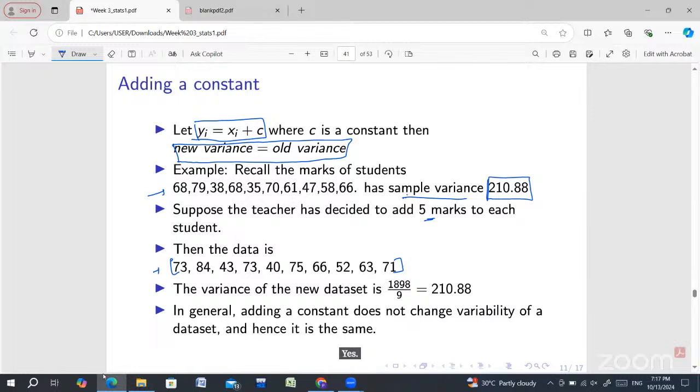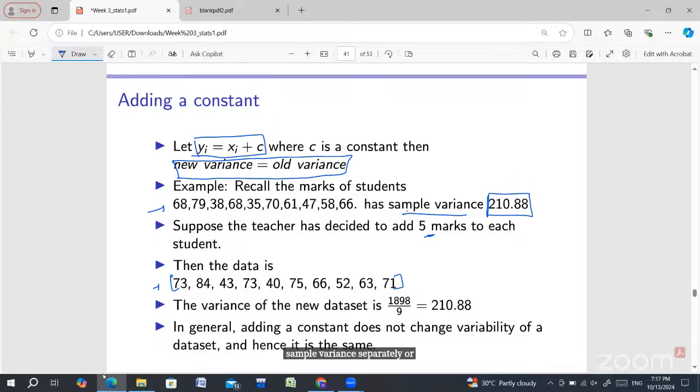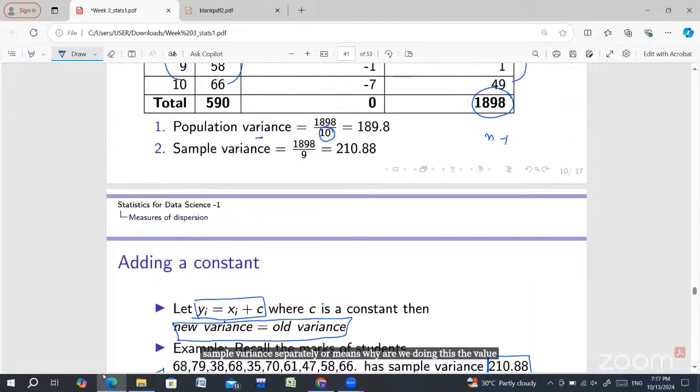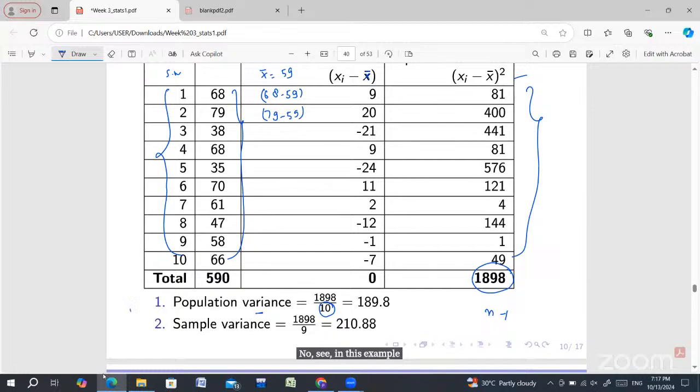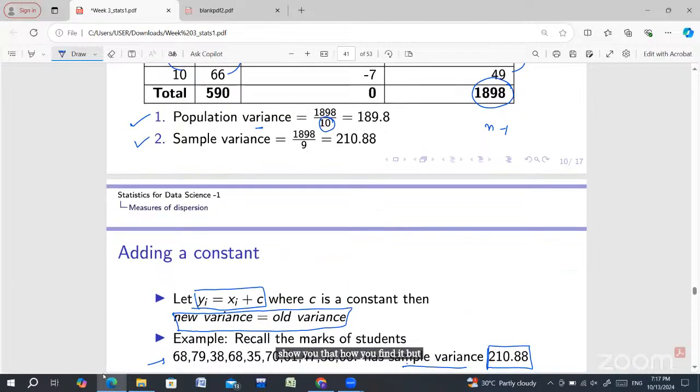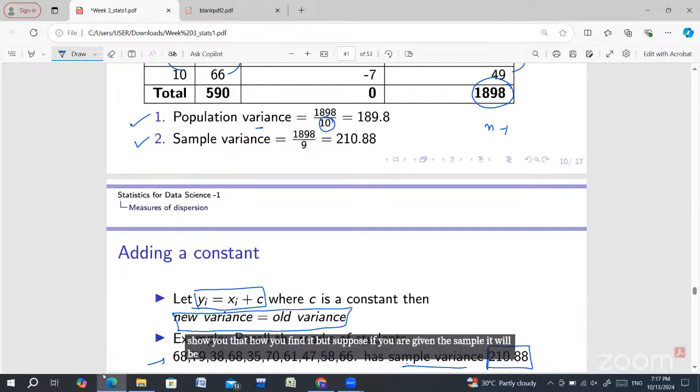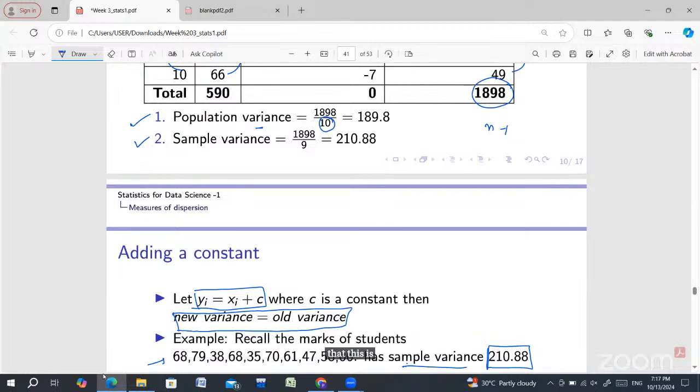Excuse me, ma'am. Ma'am, yes. Sorry, but I'm unable to understand what is the use of finding out population variance and then sample variance separately, or why are we doing this? No, see, in this example, it is just to show you how we find it. But suppose you are given the sample, it will be mentioned in the question that this is the sample and not the entire population.